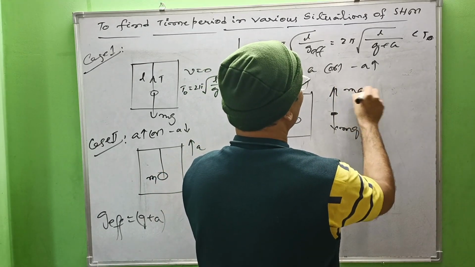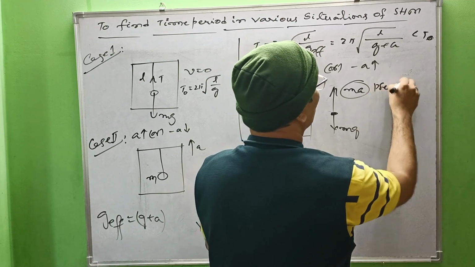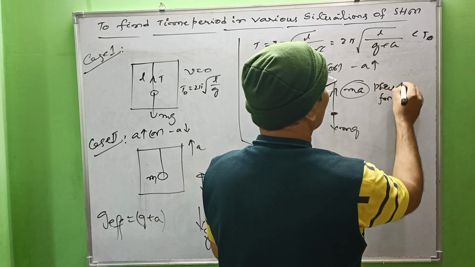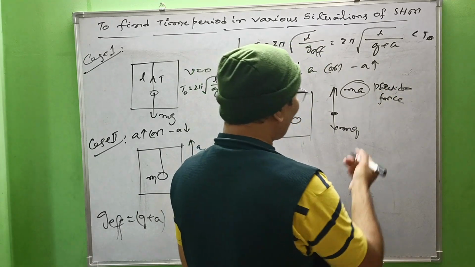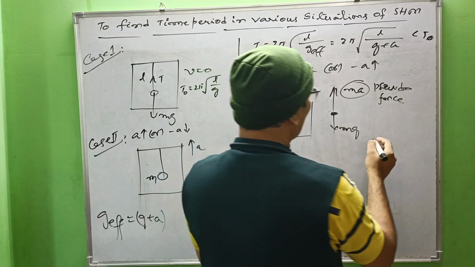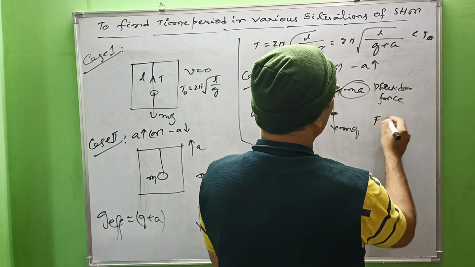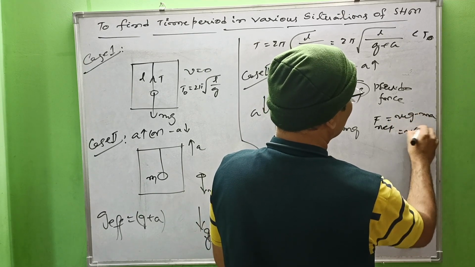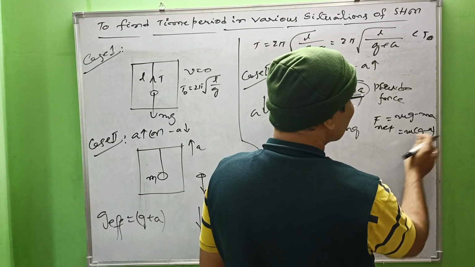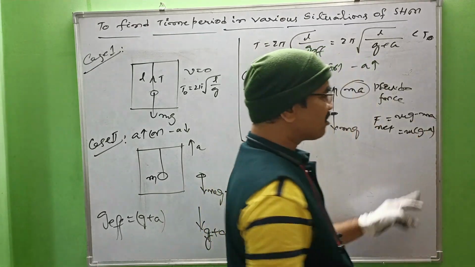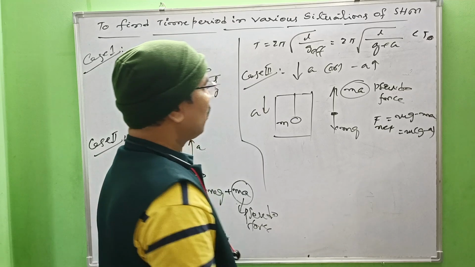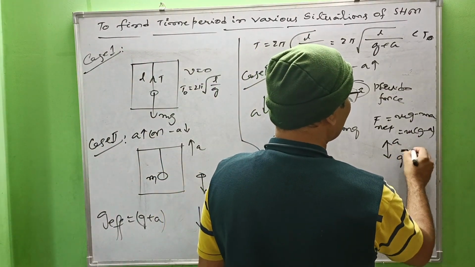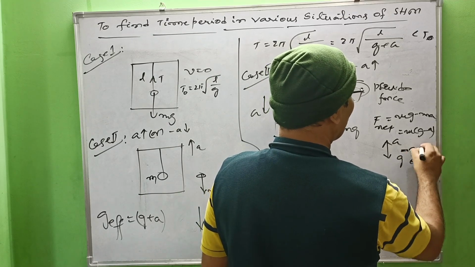That is, ma is upwards. Pseudo force is upwards, right? So what is the net force here? Net force equals mg minus ma. F net equals mg minus ma. That is m of g minus a. See, mass multiplied by the resultant acceleration, g minus a. So therefore a is upwards, g is downwards, which implies that g effective equals g minus a.